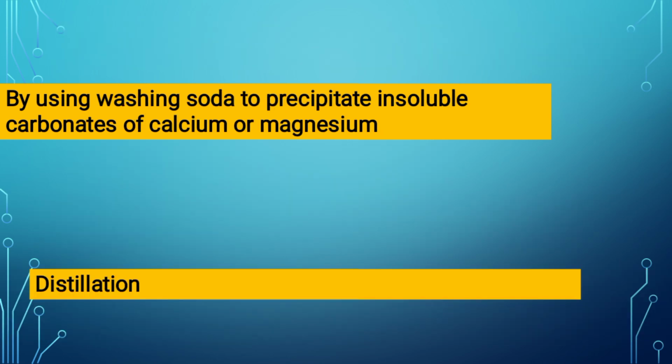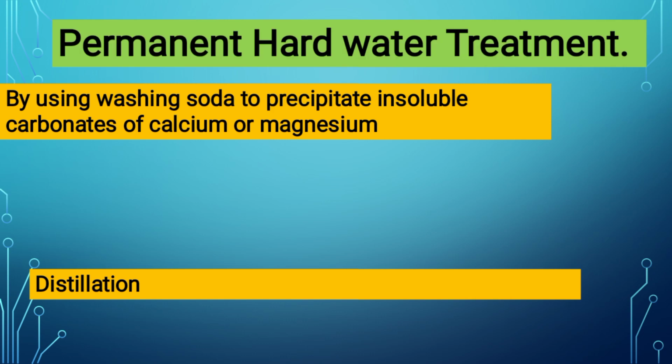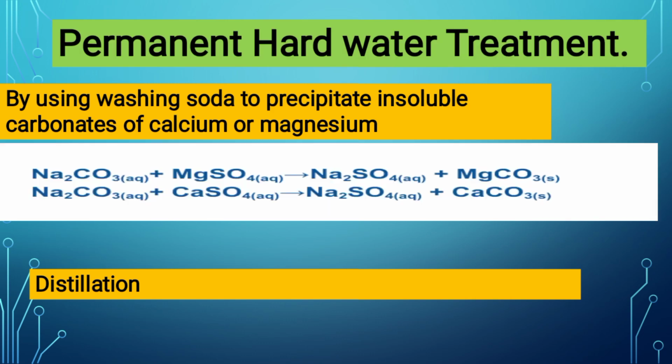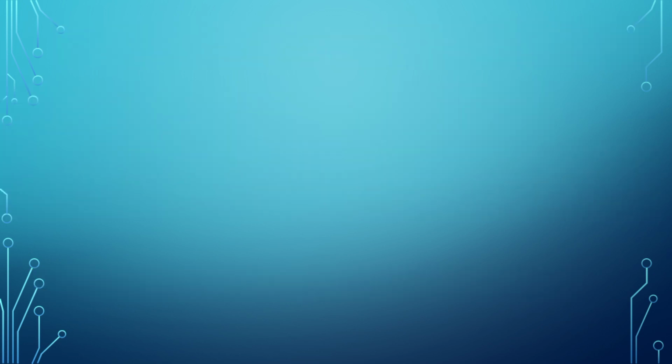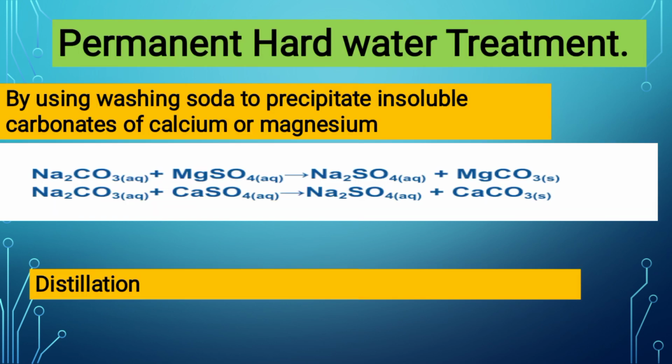Okay, we go by using washing soda to precipitate insoluble carbonate of calcium or magnesium, as you can see on the screen. Remember that this MgCO3 is solid, just like my aluminum trisilicate, which is insoluble when it comes to calcium or magnesium. And the last way of softening hard water is by distillation.